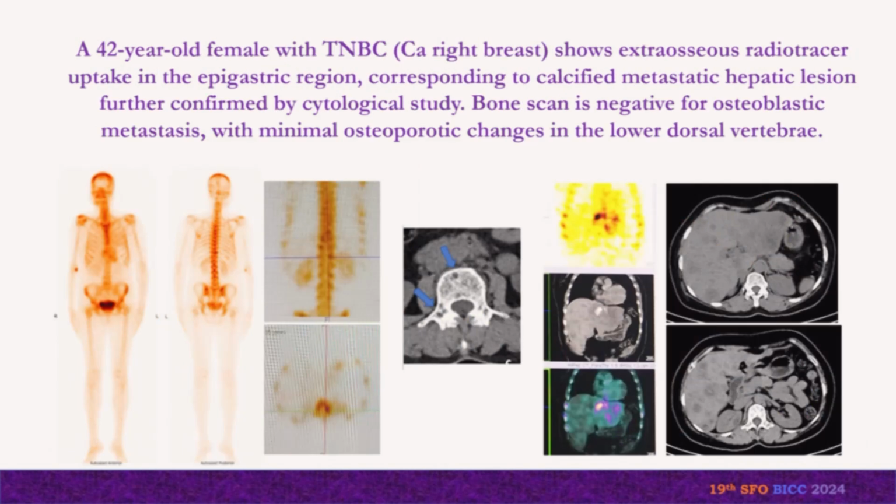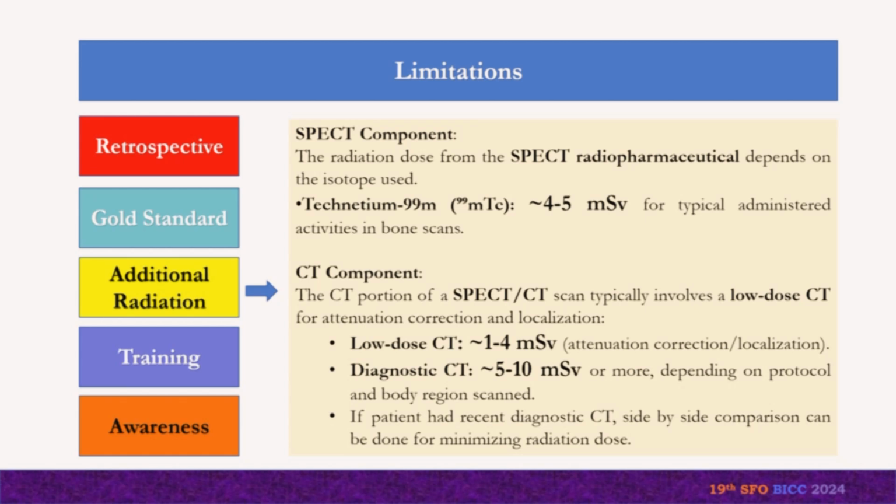Another interesting case is a planar bone scan showing extraosseous uptake in the epigastric region, and on SPECT CT we found hepatic metastasis which was calcified and took up tracer, and the bone scan was negative for osteoblastic metastasis. So there is some limitation.